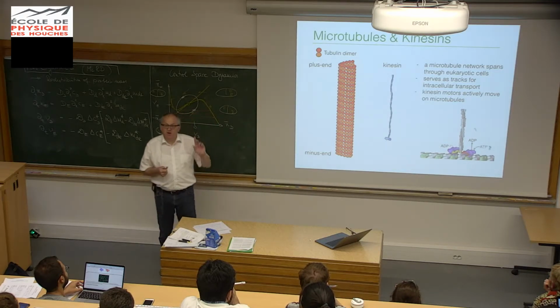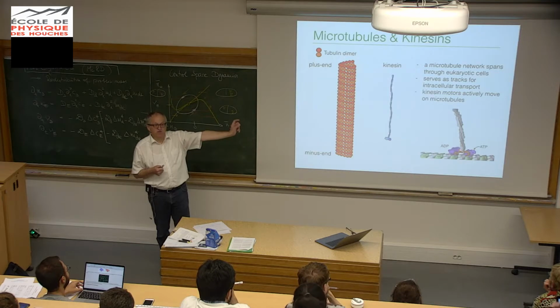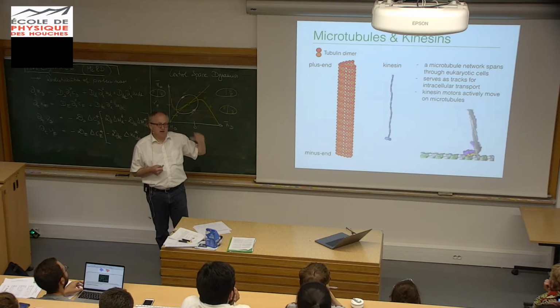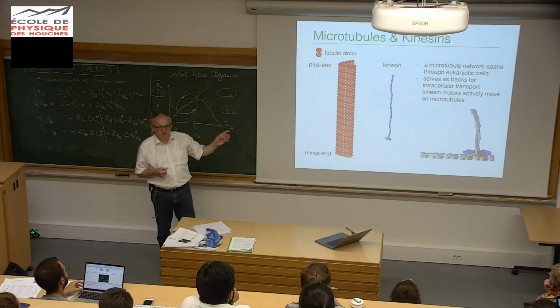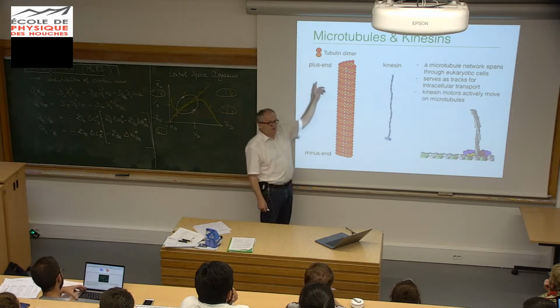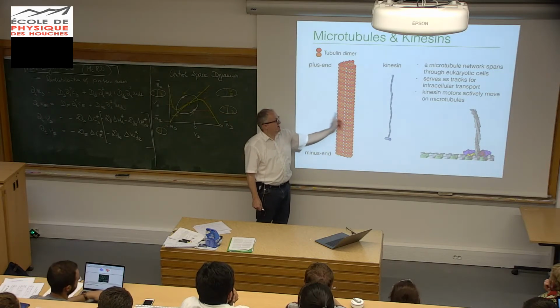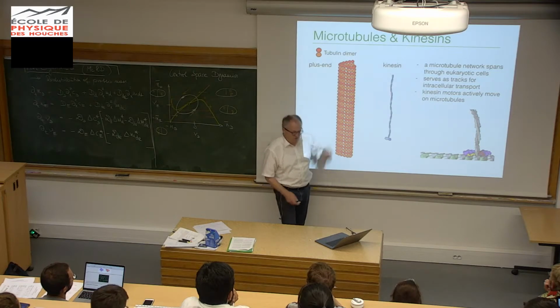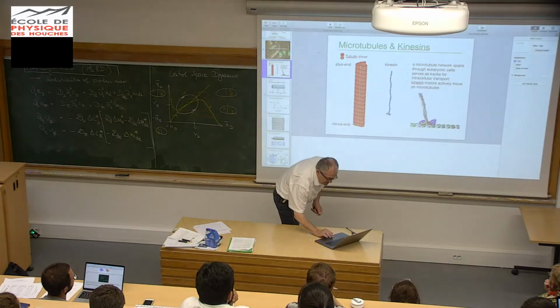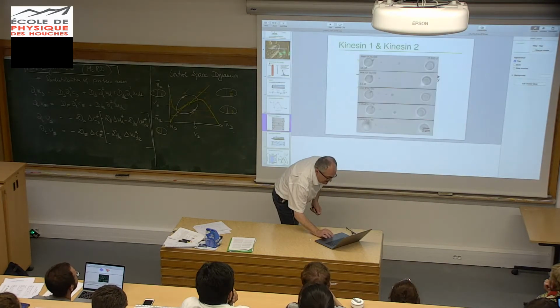And typically you say they're going straight, but they don't have to. There are different motors. They're called kinesin 1 and kinesin 2. Kinesin 1 goes straight, and kinesin 2 actually goes like so. And let me see where I have that. So here we go.